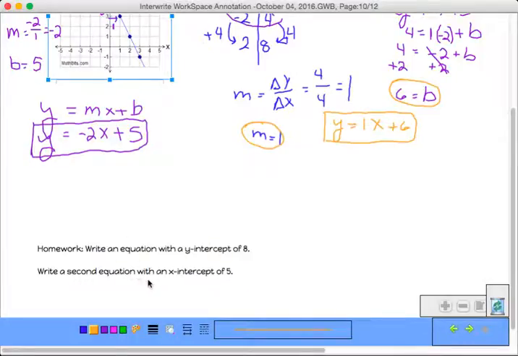Second one, you're going to have to think a little more. I want you to write a second equation where the x-intercept is 5. Here's my hint. Draw a graph that has a line that crosses the x-axis at 5, and then write your equation. Okay, so I would start from a graph for the second one. First one should be pretty quick.